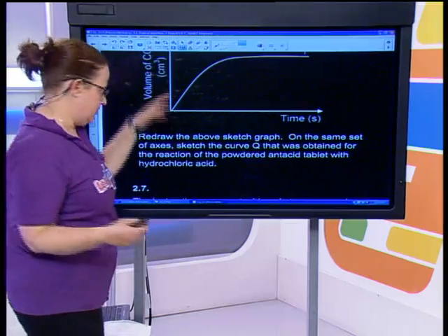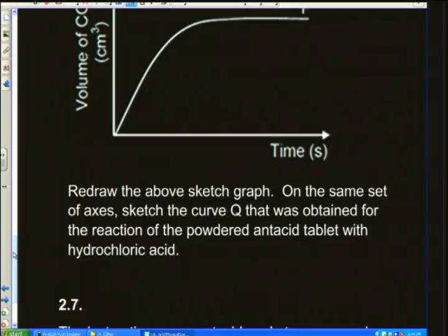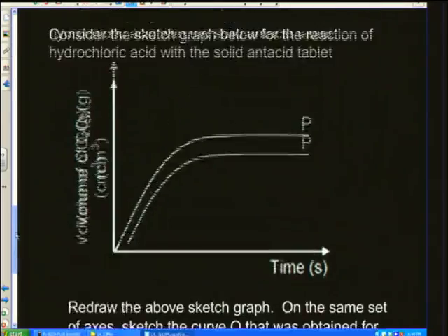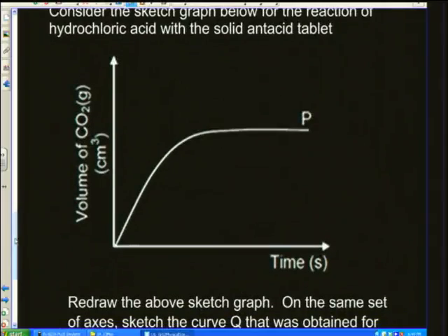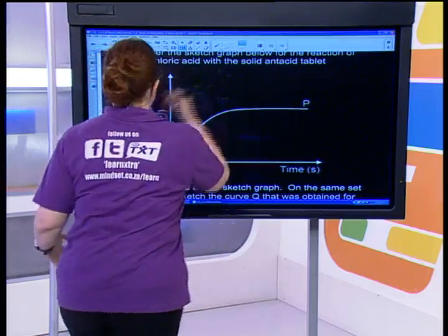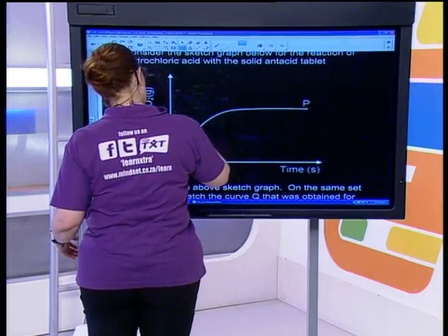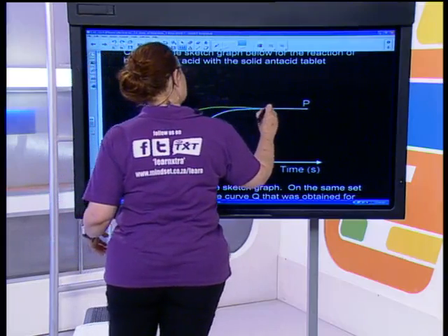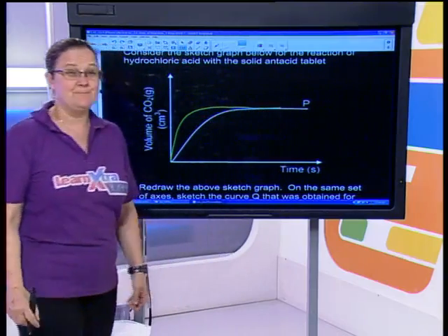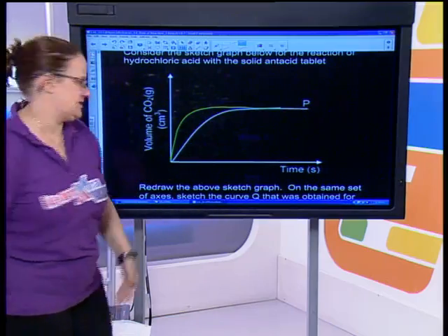You would draw it on your paper. I'm going to do it on here. On the same set of axes, sketch the curve Q that was obtained with powdered antacid. Now, we've just said that powder increases surface area. Increasing surface area means there are more collisions available for bonding. The more collisions available for bonding, the more collisions will take place. That means there'll be more effective collisions. The reaction rate increases. But I use the same amount of everything else, so eventually we'll go to the same place. It must finish in the same place.